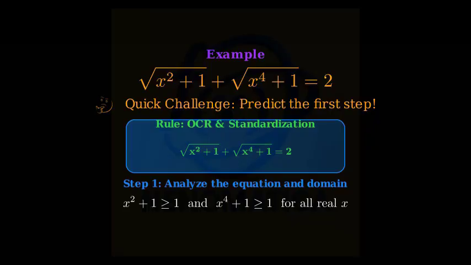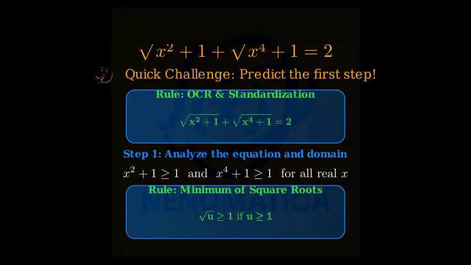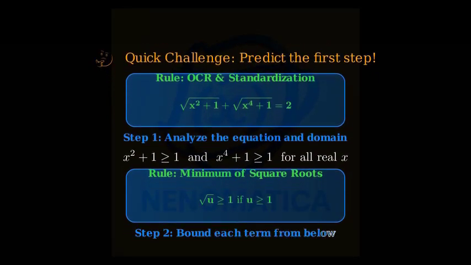Step 2. Use basic inequalities for square roots. The square root of any quantity at least 1 is at least 1.